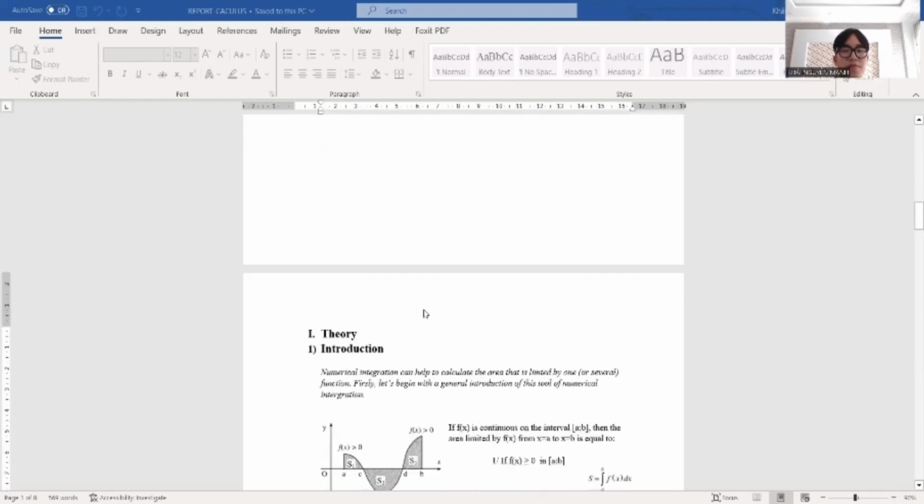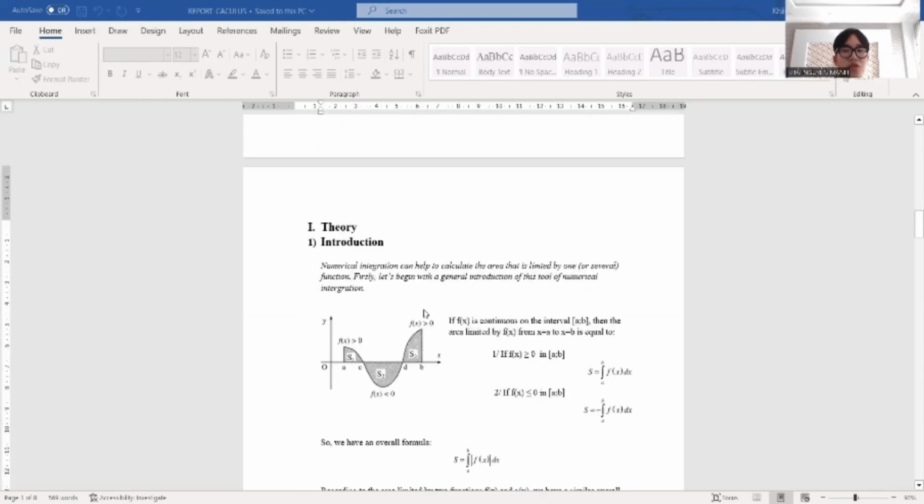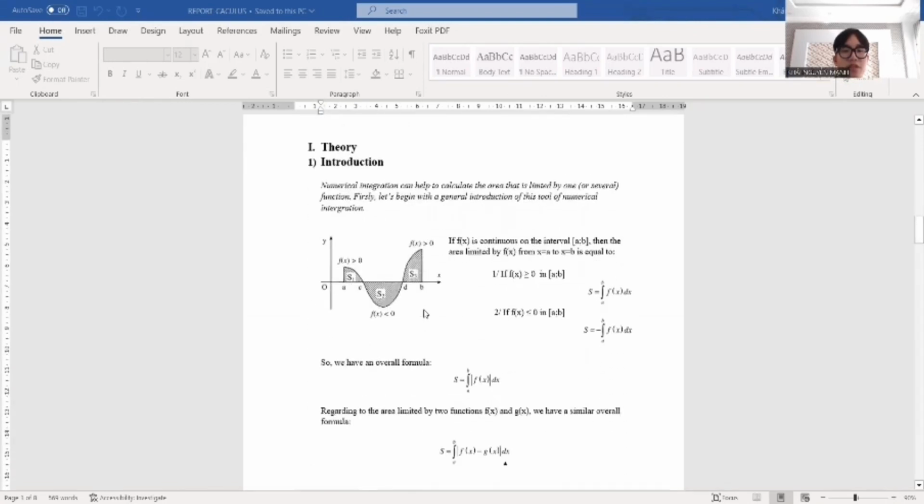Firstly, let's talk about the introduction. Numerical integration can be used to calculate the area that is limited by one or several functions. Let's begin with a general introduction of this tool of numerical integration.